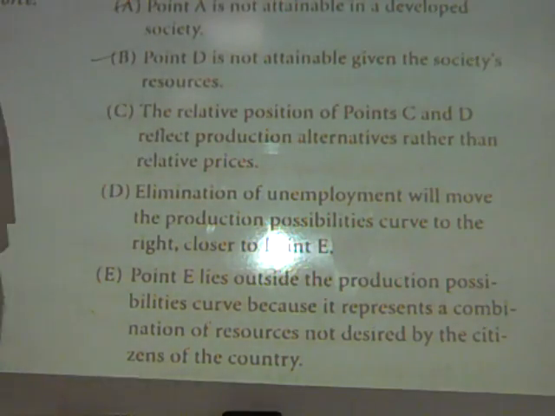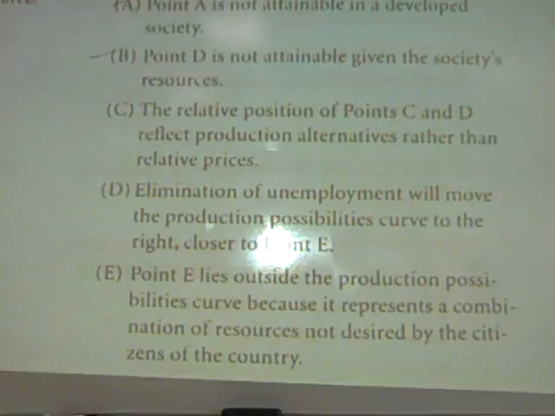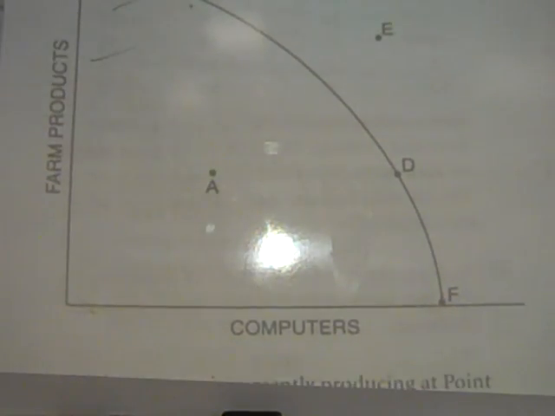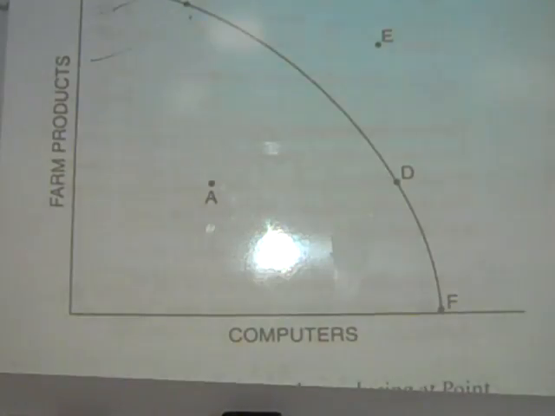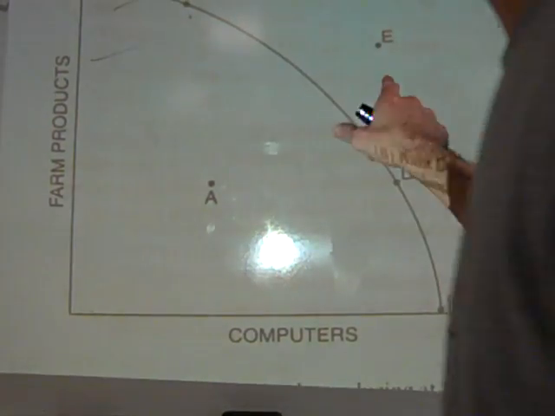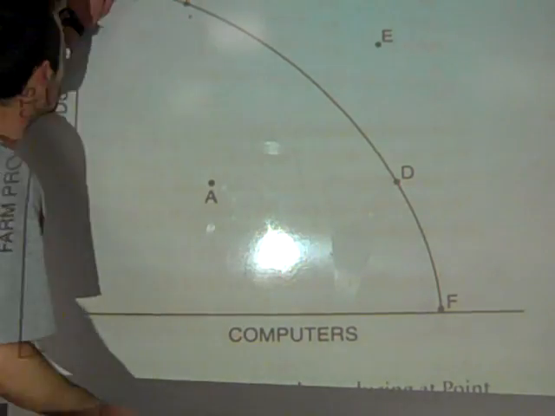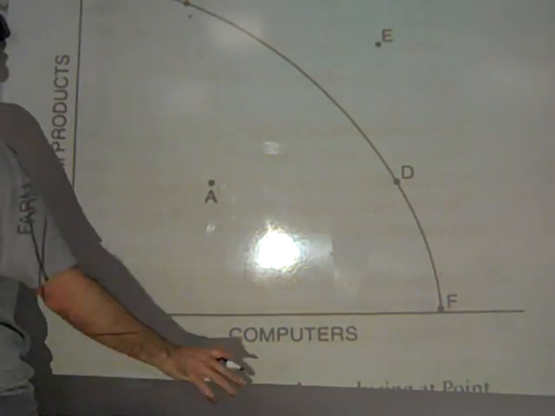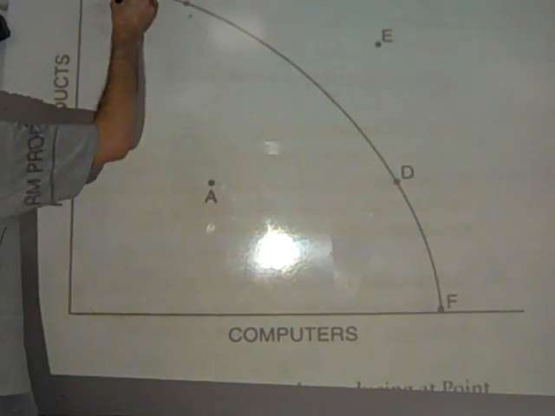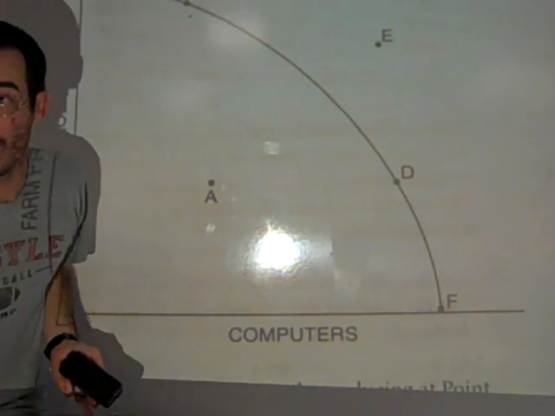Those are two choices. That's another thing that people who don't understand the PPC never realize. They fail to see, they think, oh yeah, we're at the PPC. That's us, that curve out there. We can't be at every point on the curve. This curve represents thousands of points, combos of farm and computers that we could have. We got to pick a point.